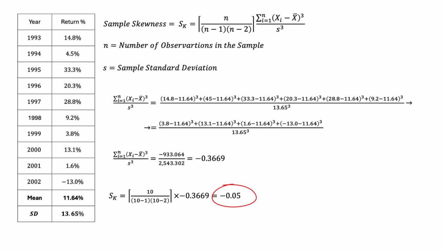Now, this implies this is a negative skew. So the distribution is not necessarily normal. It's almost close to normal, but it's slightly skewed to the negative.